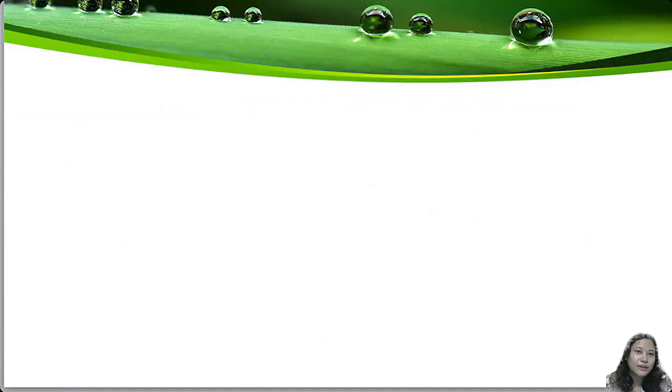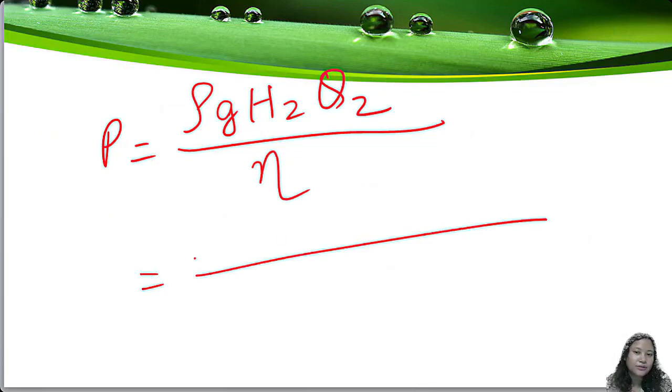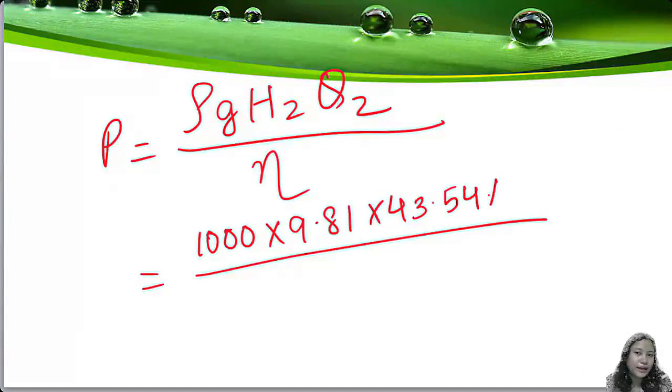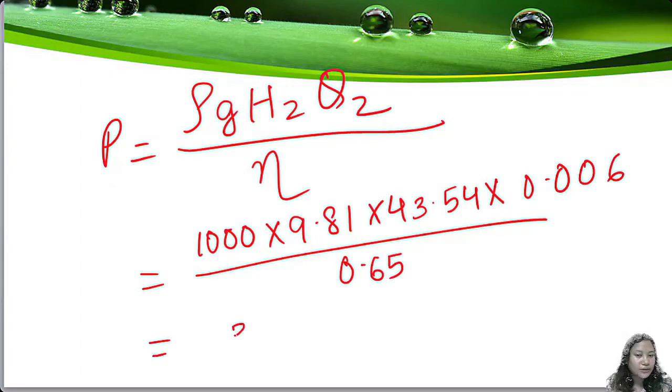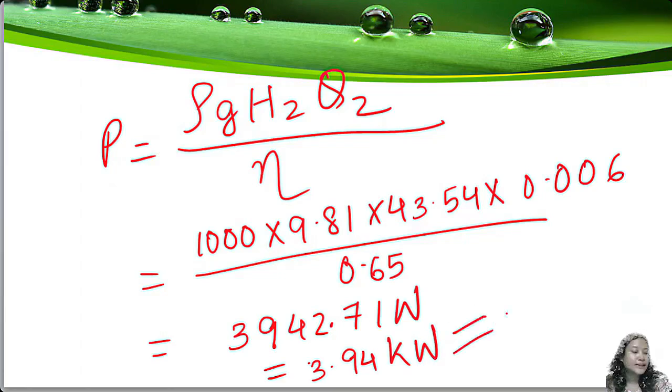So after this, we have to calculate the power, okay? Because it's asking for the power required for this new speed, isn't it? So power is always given by rho g h2 q2. Since this is for a new speed, we have to use the second data. So rho g h2 q2 divided by efficiency. Rho is the density of water, 1000, into gravity 9.81, into H2, which is 43.54, and Q2 is 0.006. Efficiency is 0.65. Once you solve it, it will be equal to 3942.71 watt. So this is equal to 3.94 kilowatt. Okay, so this is the answer.